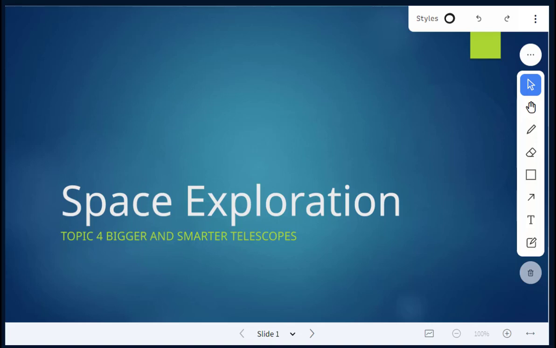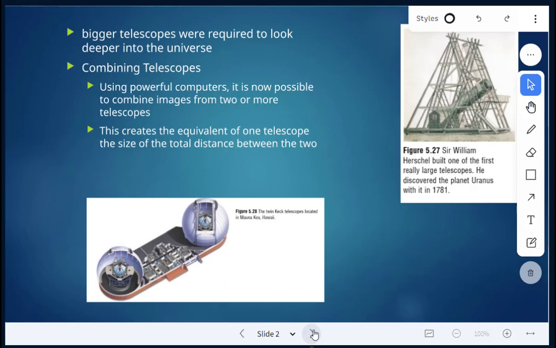Okay, so today's lesson is topic 4, bigger and smarter telescopes. As the topic of astronomy grew and scientists wanted to explore and look deeper into the universe, they needed bigger telescopes. So these bigger telescopes were required to look deeper into the universe.